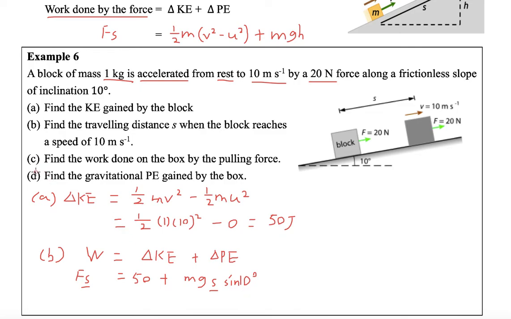And for part C and part D, after you obtain the value of s, it's easy because the work done is just Fs, and the change in PE is just mgh, where h is related to s. You know it. So after you find the s, the whole question can be solved. And this is the end of this part on mechanical energy. And this is also the end of this video.